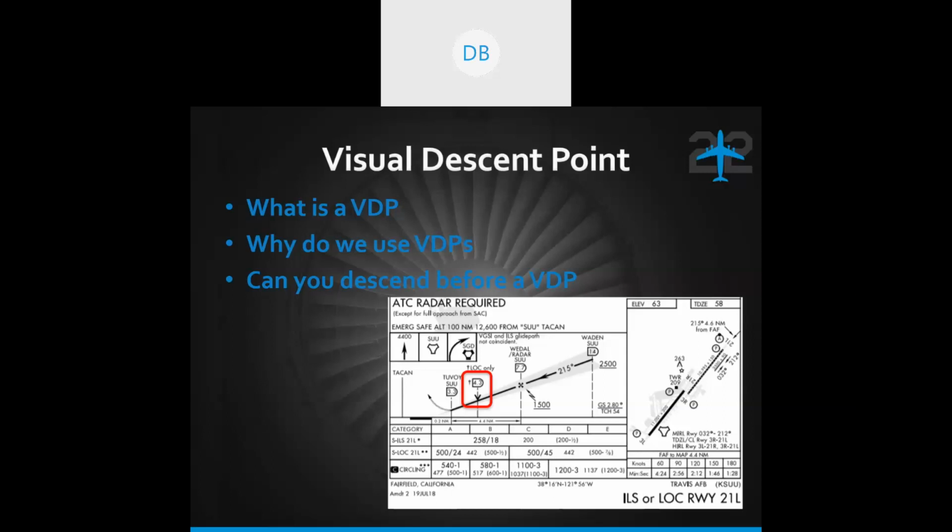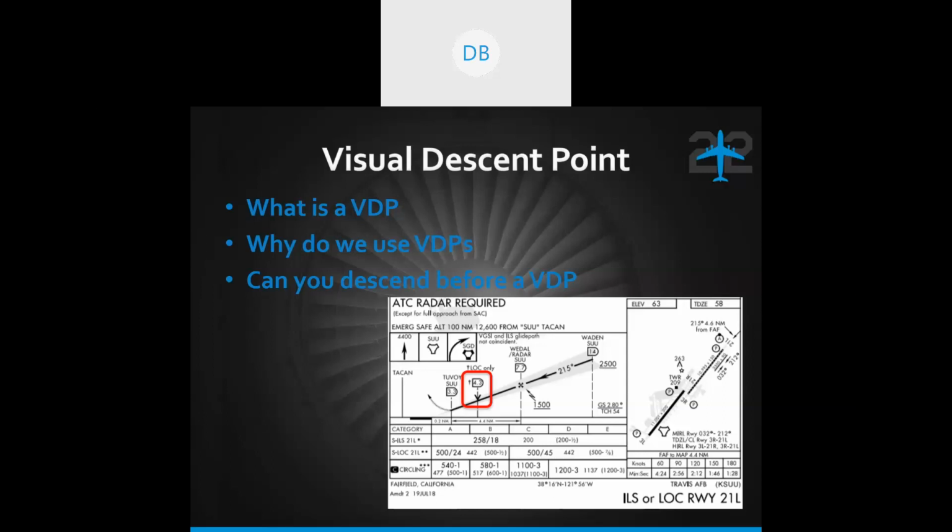So, Jake, you're right. It's chapter 18 in the 11-2-17. It really talks about this, and it does talk about stabilized descent, and it says you should not descend below the MDA prior to reaching the VDP. It's not a shall, so there could be some circumstances where you would need to descend before your VDP, but they should be few and far between.